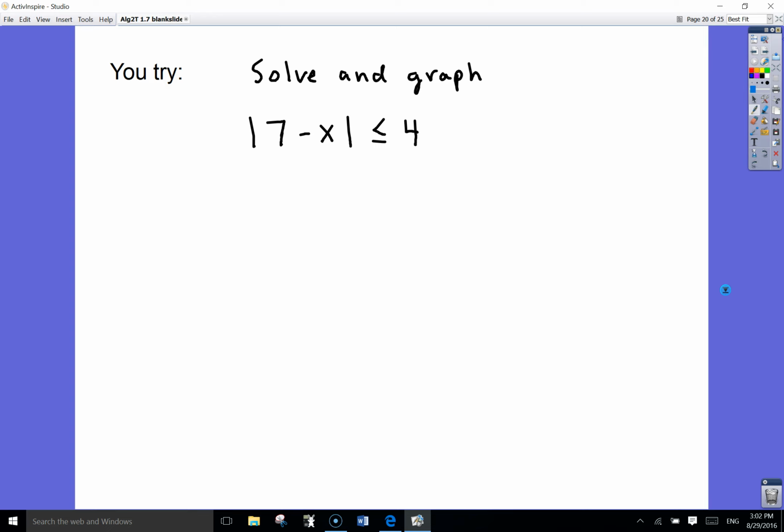So here's another you try. So hit pause, and when you're done, hit play. Okay, this absolute value is isolated, so I can go right to the three-part inequality. Negative 4 is less than or equal to 7 minus x is less than or equal to 4. Solve for x in the middle. Subtract 7.